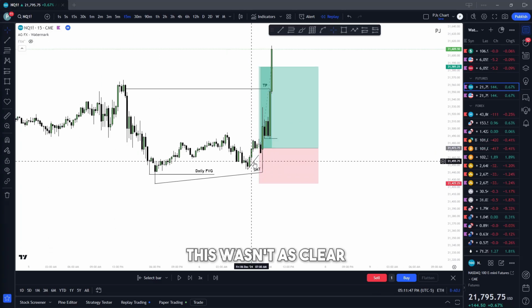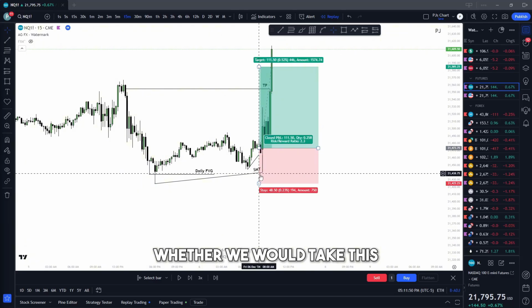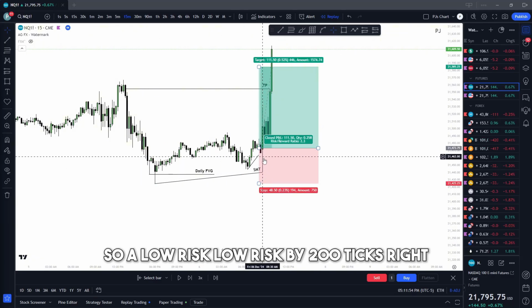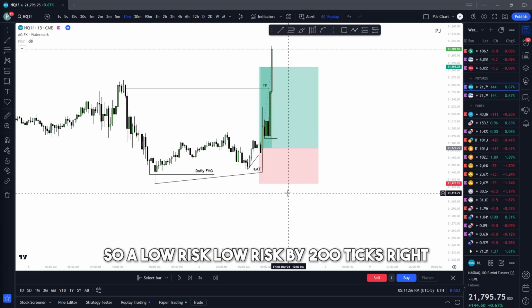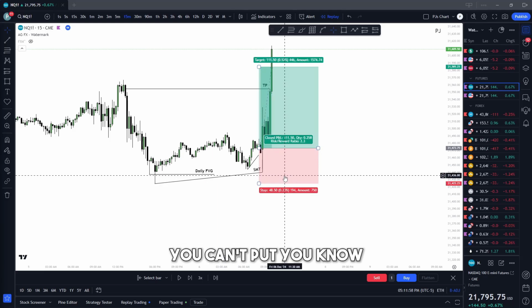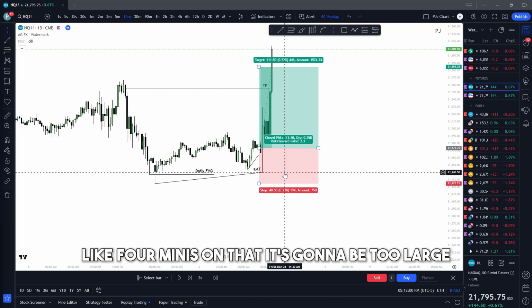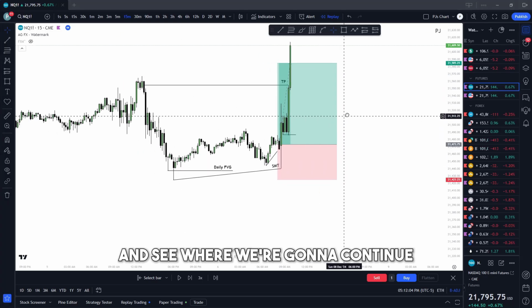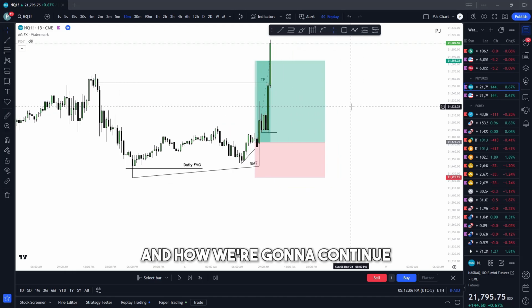On this day, it wasn't as clear whether we would take this low or not. This low was pretty clear, so a low risk buy. 200 ticks, right? You can't put like 4 minis on that. It's going to be too large. So what we do is we wait for our reaction to news and see where we're going to continue and how we're going to continue.